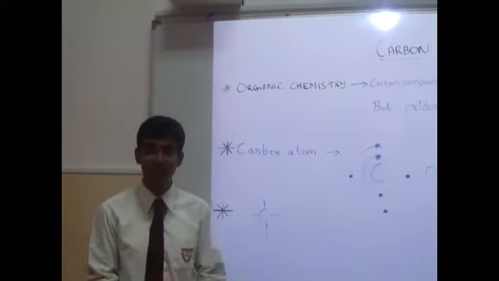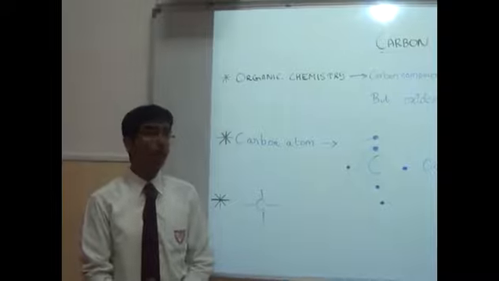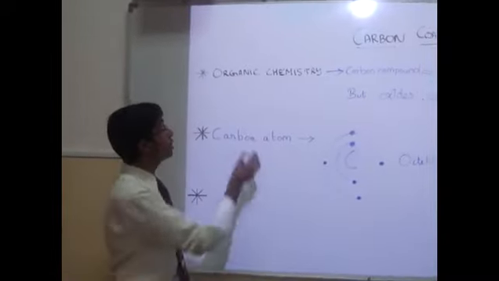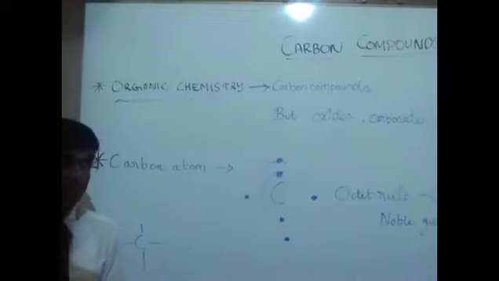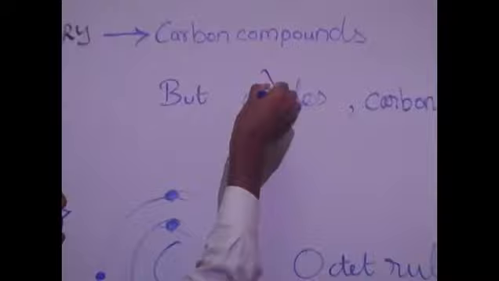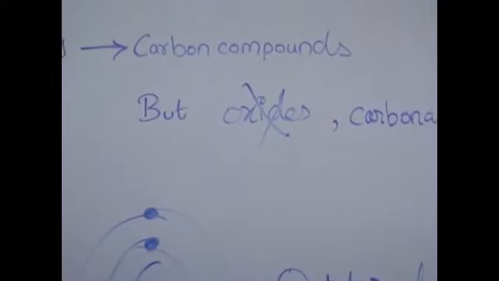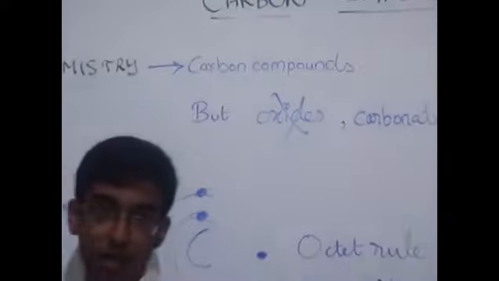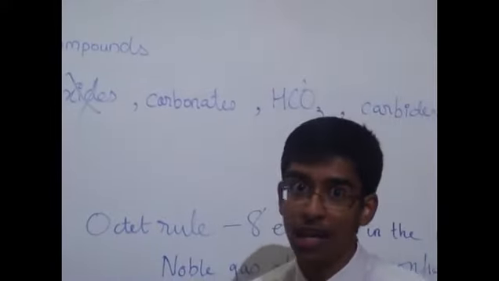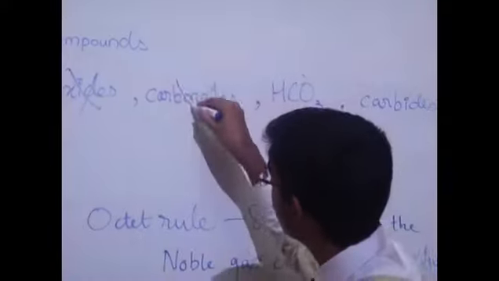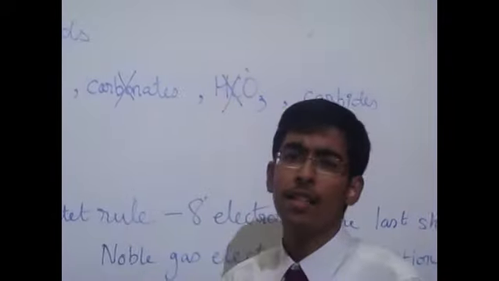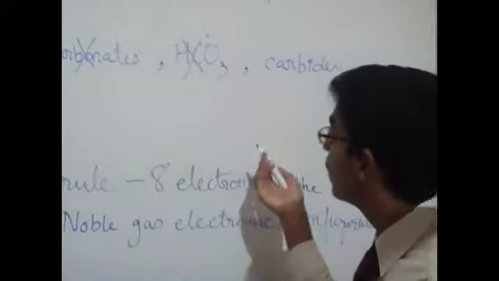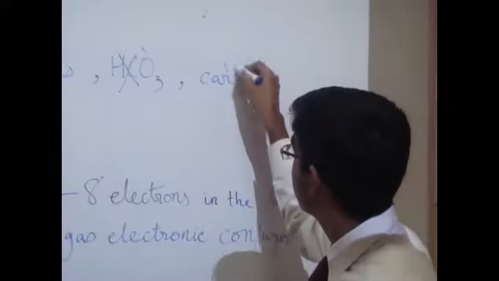So today I'm going to explain about carbon compounds. Now, the study of carbon compounds is called organic chemistry. But it doesn't include all kinds of carbon compounds. Like oxides, we don't include oxides like carbon dioxide, carbon monoxide. That doesn't come under organic chemistry because their properties are different from organic compounds. And carbonates also, in the sense like sodium carbonate, that doesn't come under organic chemistry. And hydrogen carbonate also will not come under organic chemistry, and even carbides.